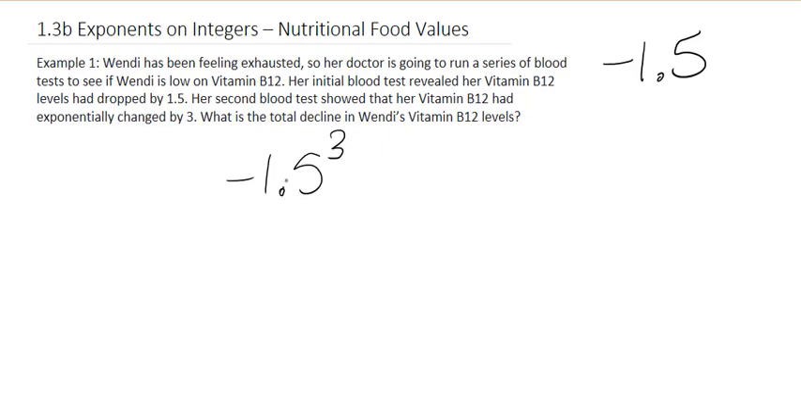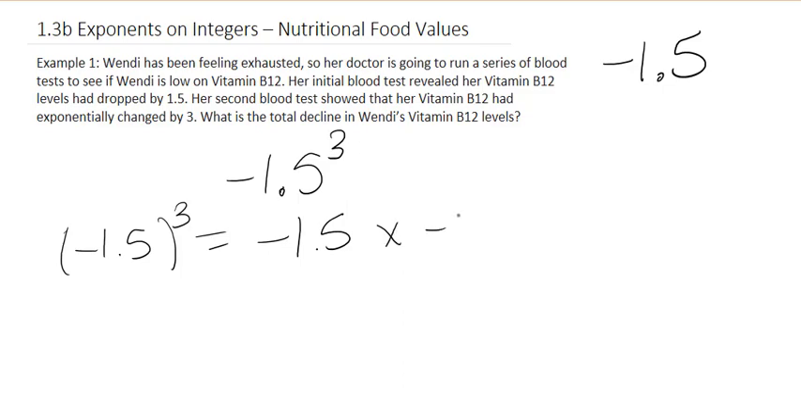Now we solve this by writing out negative 1.5 to the third. So we place the parentheses around the whole number, since now what this really means is that for the first two, we have a negative times a negative number, which becomes positive.